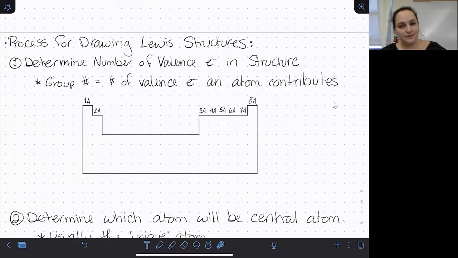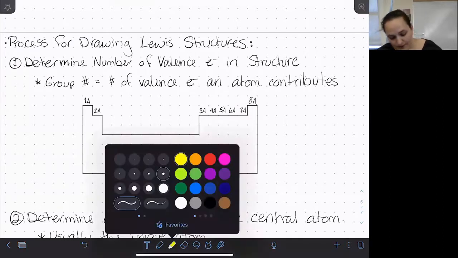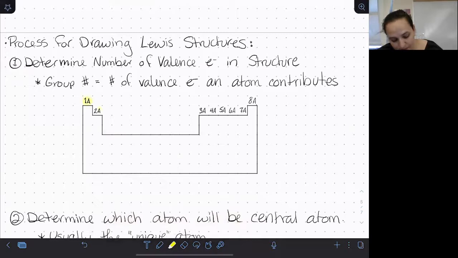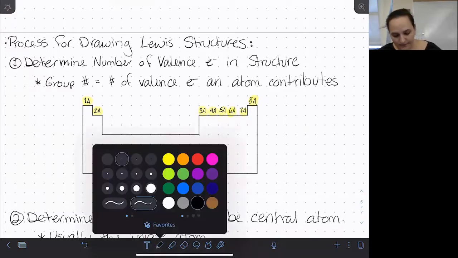So thankfully, this is pretty easy to determine. The group number of your element on the periodic table is equal to the number of valence electrons that it contributes to the structure of the molecule. So the group numbers we're referring to are specifically the ones for the A group elements, 1 through 8, skipping over the transition metals. So those numbers are equal to how many that a given atom is going to contribute.